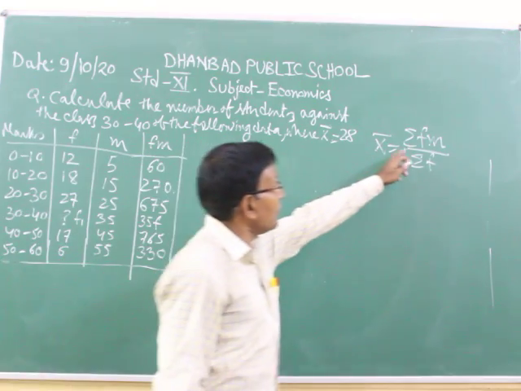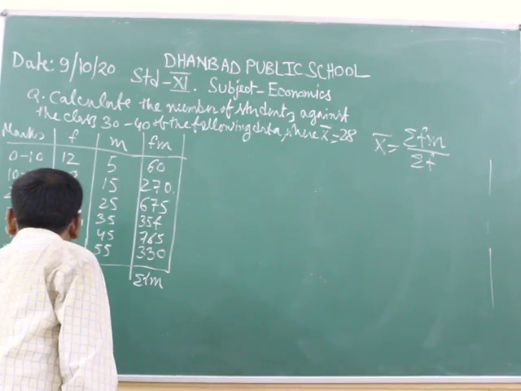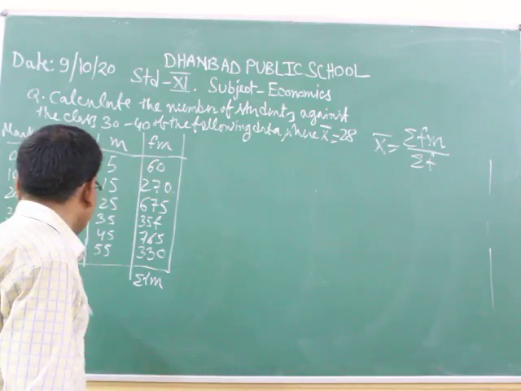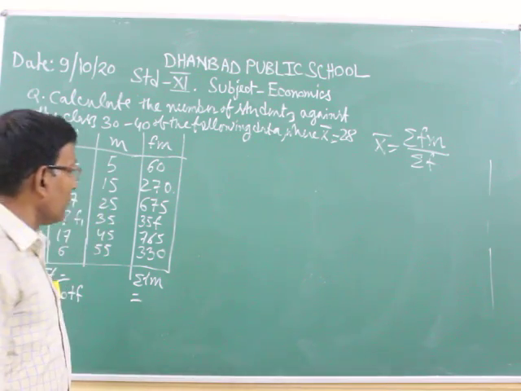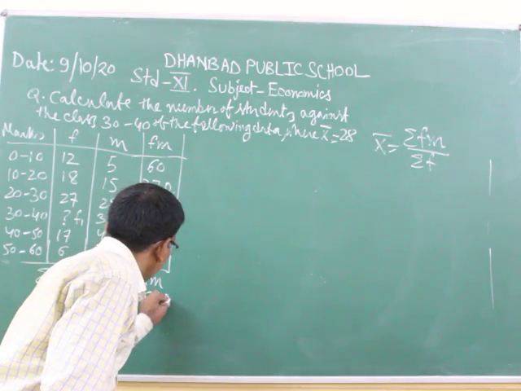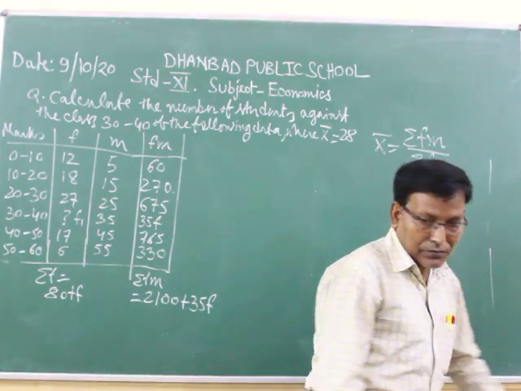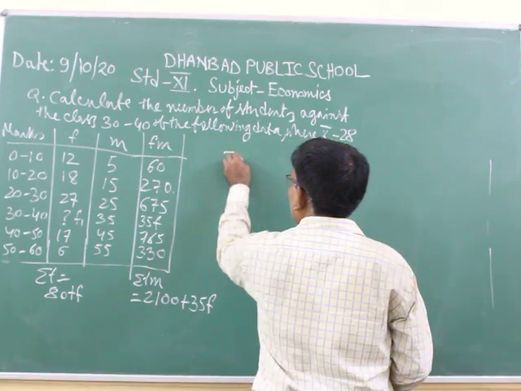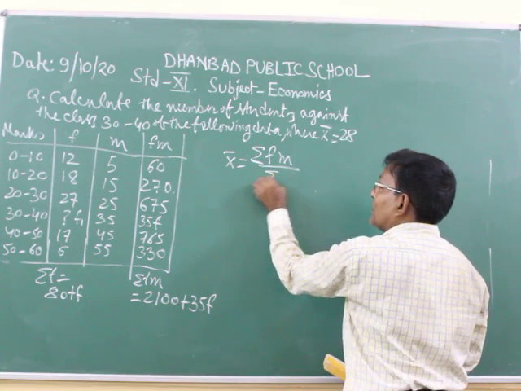So what we have to find out? The total of fm, sigma fm, as well as sigma f. What is the sum total of f? That is 80 plus f. And what is the sum total of fm? That is 2100 plus 35f. Now put these values in the formula to get the mean. X bar equals sigma fm by sigma f.